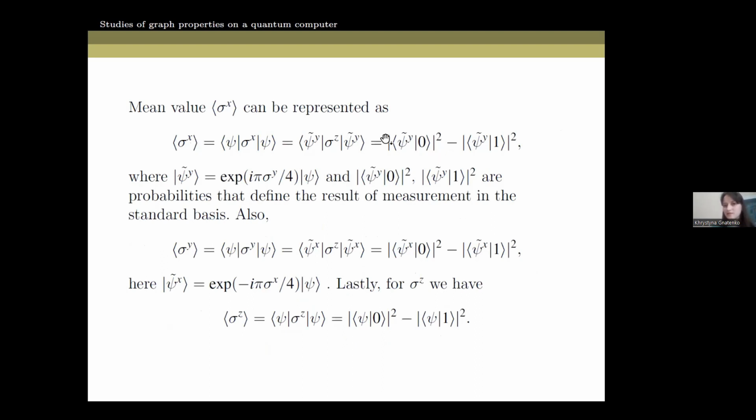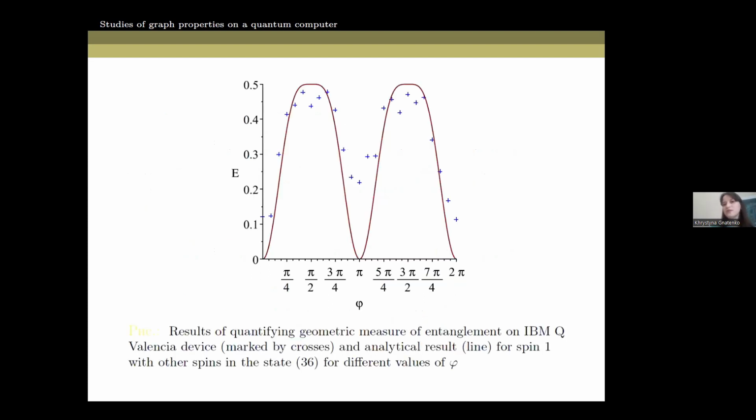So we have to rotate our state, and these values can be found from the histogram, which corresponds to the results of quantum measurements. To find the mean value of the sigma x and sigma y operators, we have to find these things, and the mean value of the sigma z operator can be easily found on the basis of the results of quantum measurement. And on the basis of the results of quantum calculations, we obtained this relation of entanglement on the parameter phi.